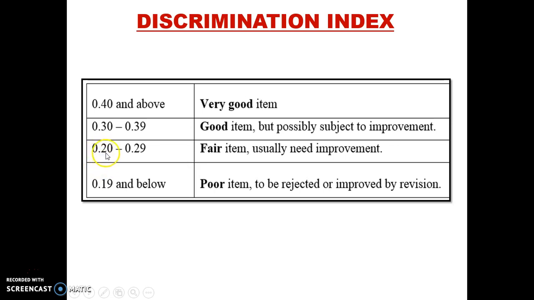If you have 0.2 to 0.29, then it is a fair item or average item, and this would usually need some form of revision or improvements to be made. If the index falls below 0.19, or 0.19 and below, then it's a poor item and it needs to be either discarded from the test, never to be used again, or improved for future use.